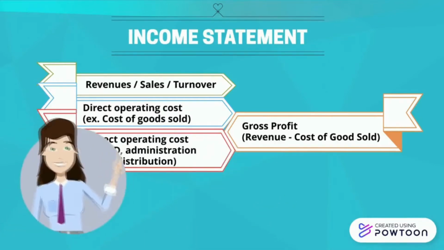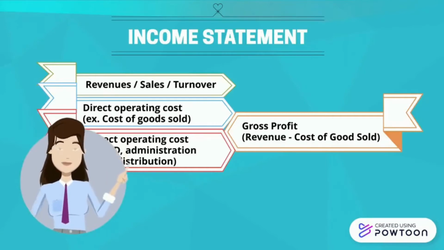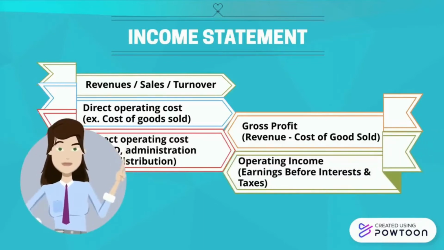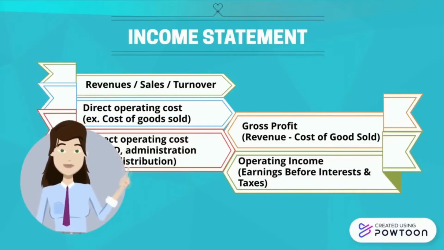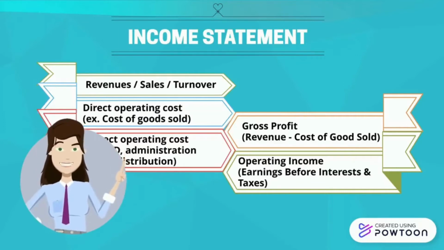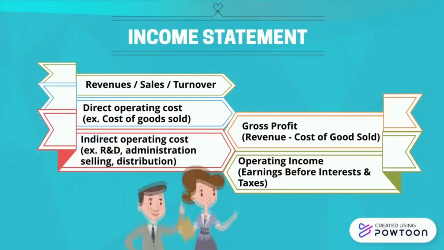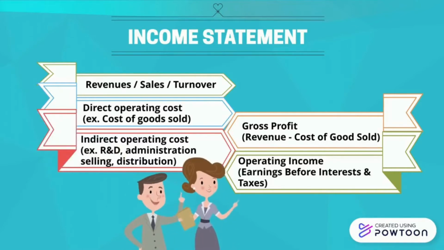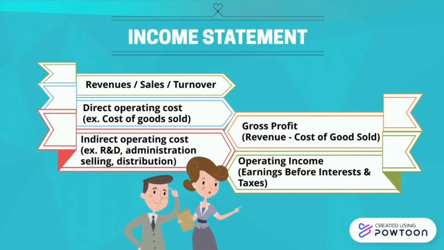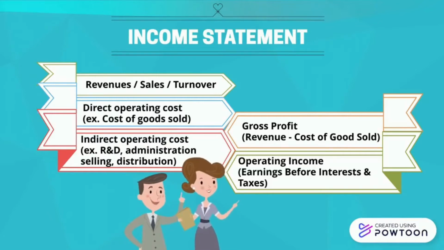If we take revenues and deduct the direct operating cost, and then deduct the indirect operating cost, we arrive at the next subtotal, operating income. The terms profit or earnings can be used interchangeably with income. Operating income is often referred to as EBIT, which stands for earnings before interest and taxes.